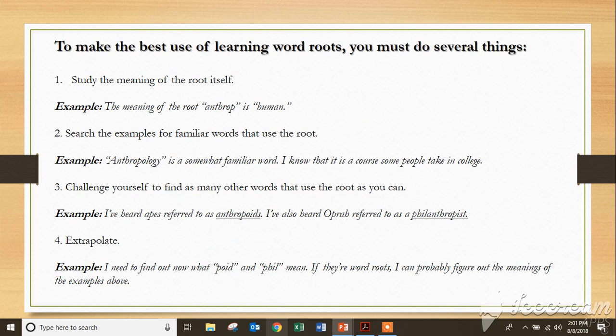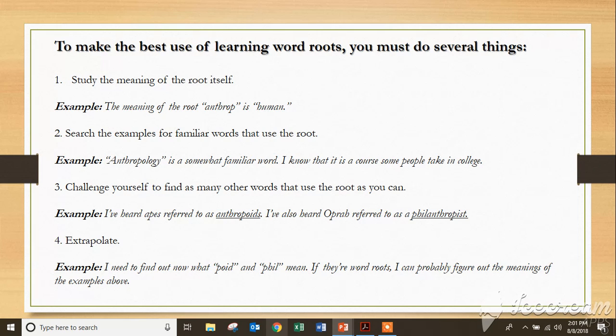Now, to learn word roots, the best method that I know of includes your doing several things. First of all, you need to study the meaning of the root itself. So our example here is the meaning of the root anthrop is human. So if we look at some examples of words that use the word root anthrop, if we Google them, we'll find some words like anthropology. And I've heard of anthropology. I think it's a somewhat familiar word. I know it's a course that some people take in college.